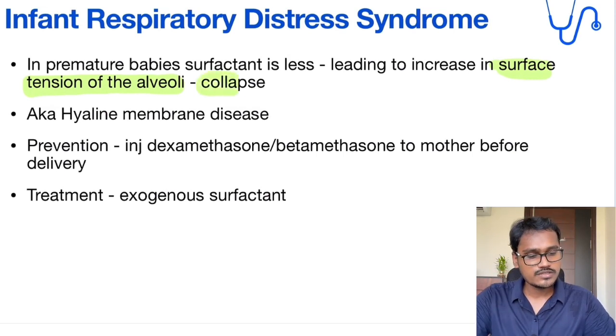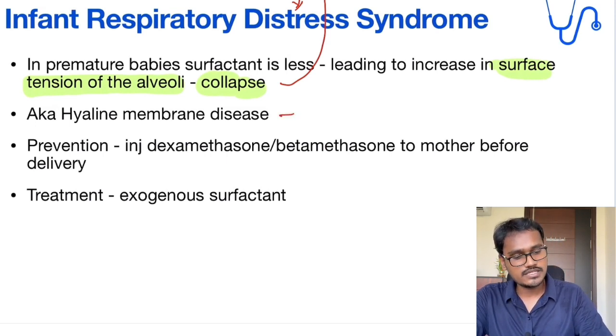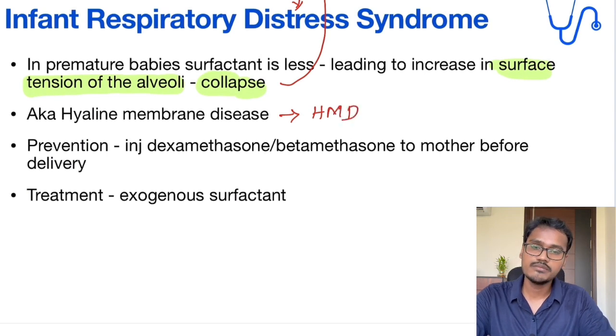Whenever this collapse is happening, this syndrome is known as infant respiratory distress syndrome. So the infant is having severe respiratory distress, and it will form hyaline membrane kind of particles in the pathological state. That's why it is also known as hyaline membrane disease, HMD.